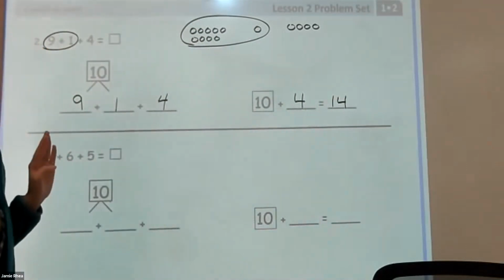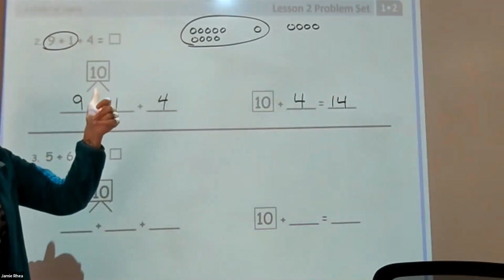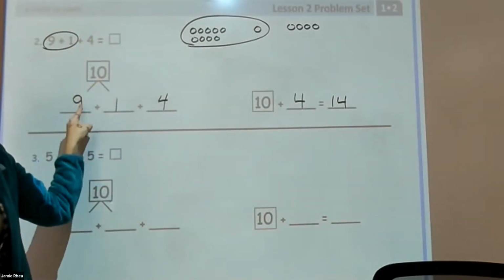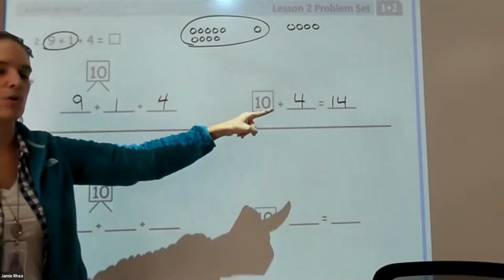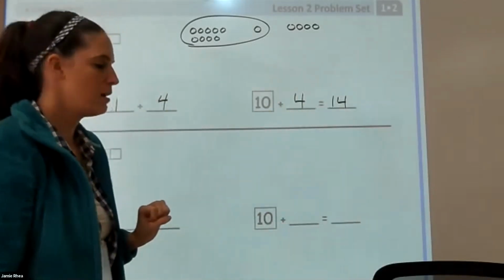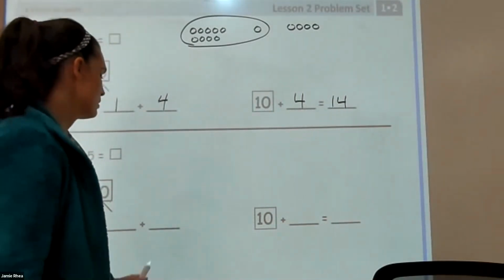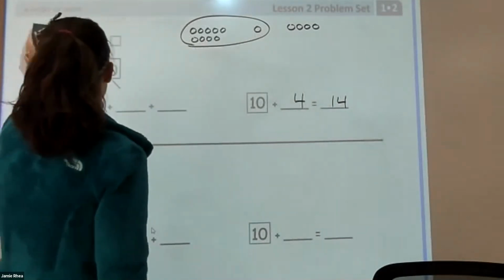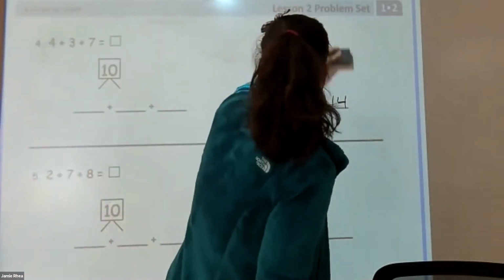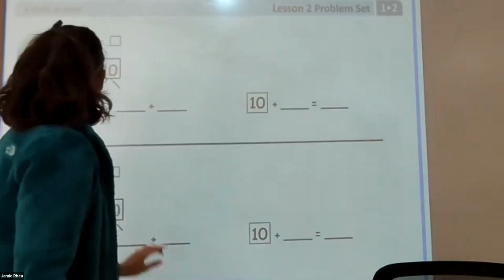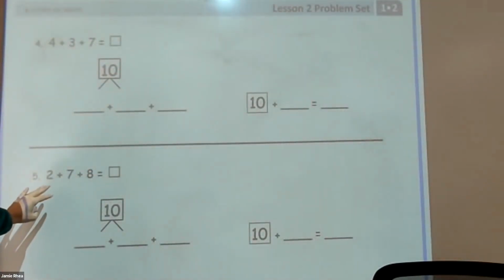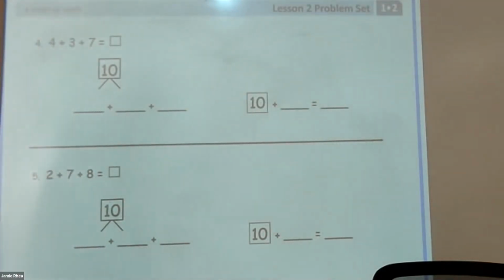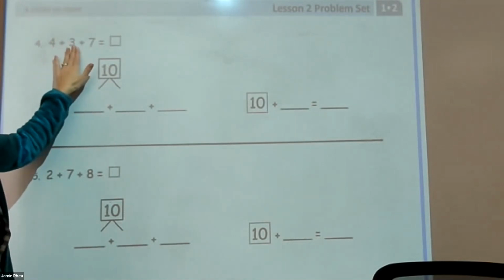14. Now, did I draw a picture to show? Yes, I did. Did I circle my 10? Yep. Did I write a new number sentence to show the 10? Yes. And then I wrote 10 plus something, okay? You're gonna do number 3. Let's look at number 5. I'm sorry, you're gonna do 3 and 5. Let's look at number 4. My bad, number 4. All right, here's our problem, 4 plus 3 plus 7.